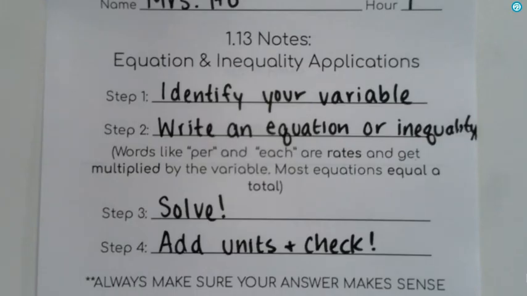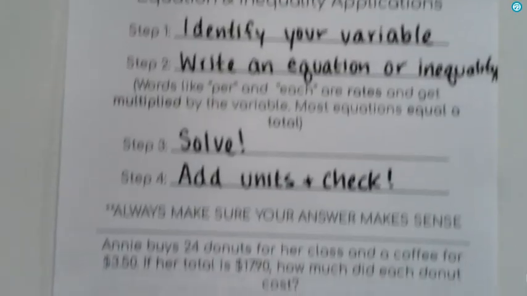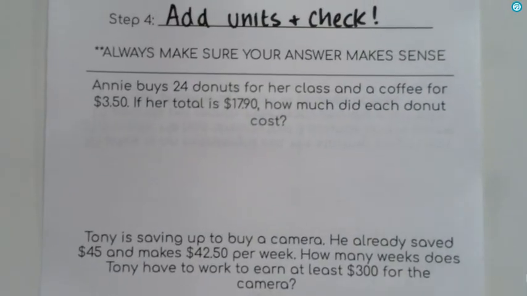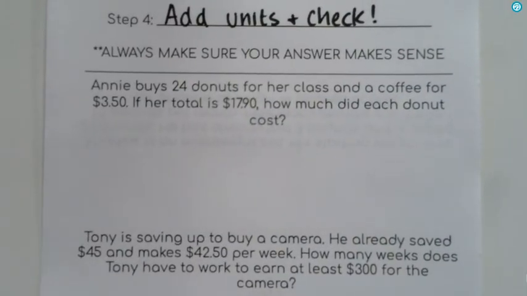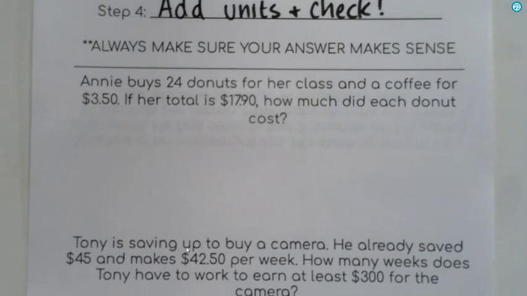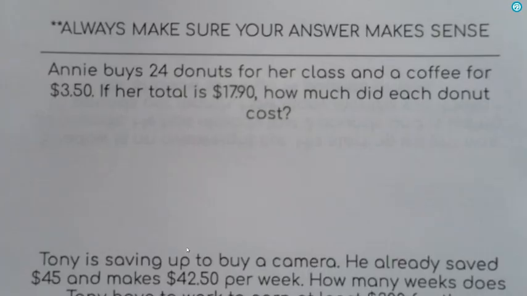Okay, next two problems. The last thing's on this page. So we've got two problems here. Annie buys 24 donuts for her class and a coffee for $3.50. If her total is $17.90, how much did each donut cost? So step 1, figuring out what we're solving for. What are we trying to figure out? How much a donut costs.